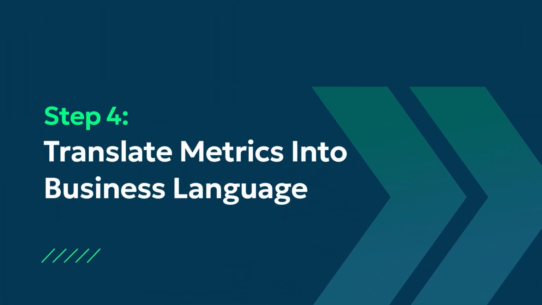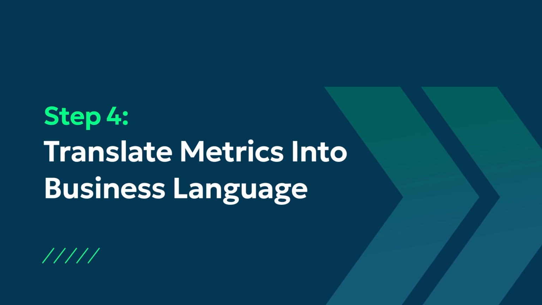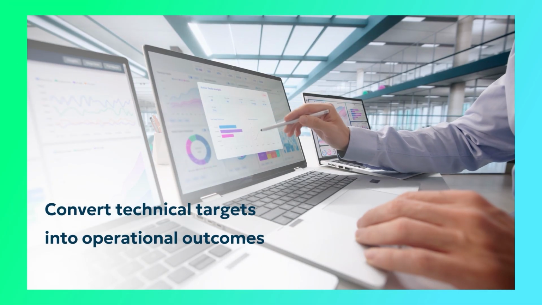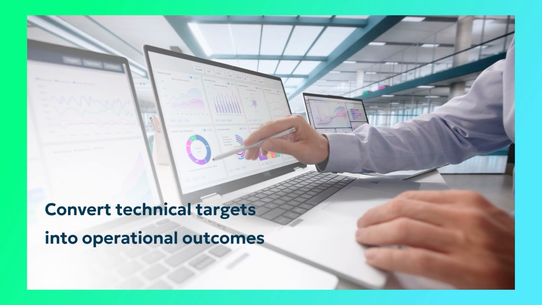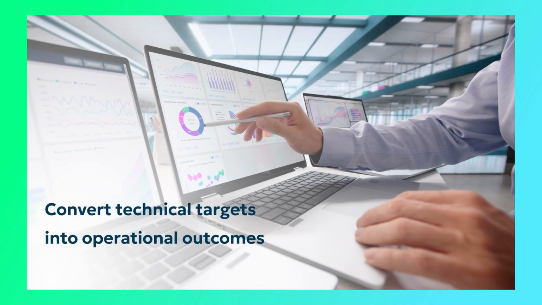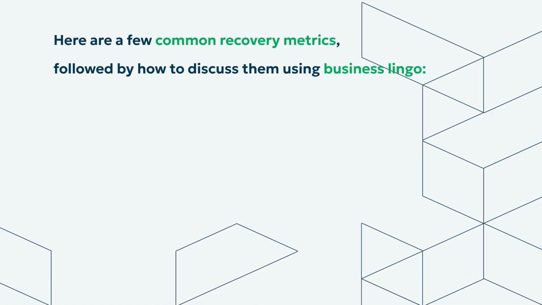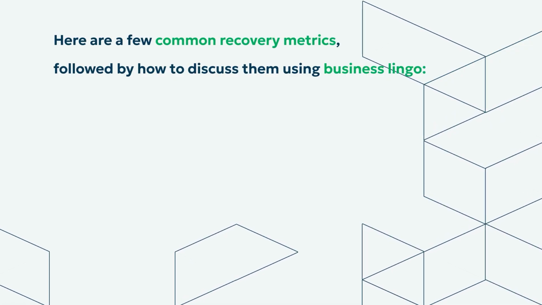Step 4. Translate metrics into business language. Convert technical targets into operational outcomes. This connects performance metrics directly to business continuity. Here are a few common recovery metrics, followed by how to discuss them using business lingo.